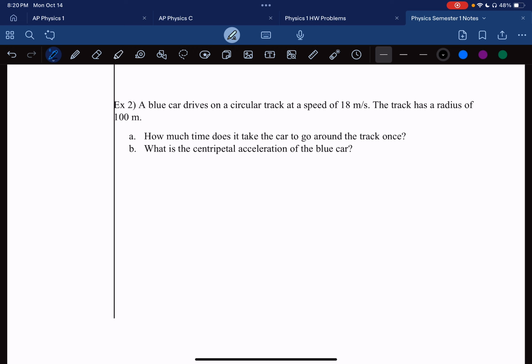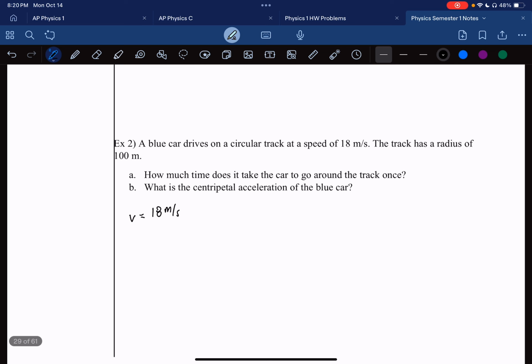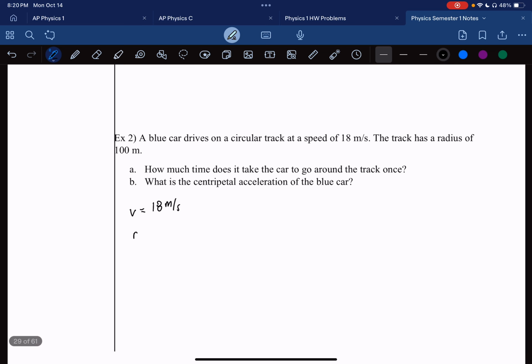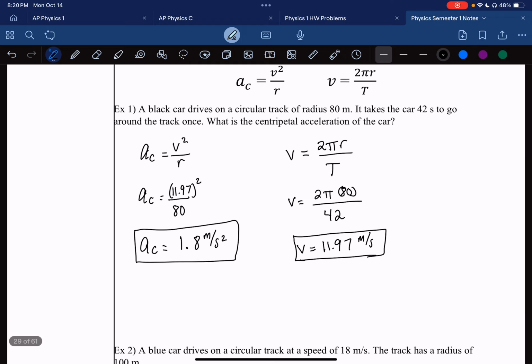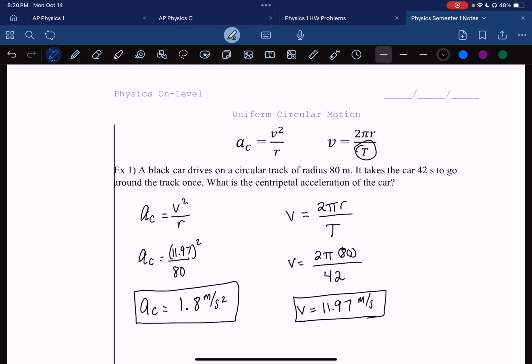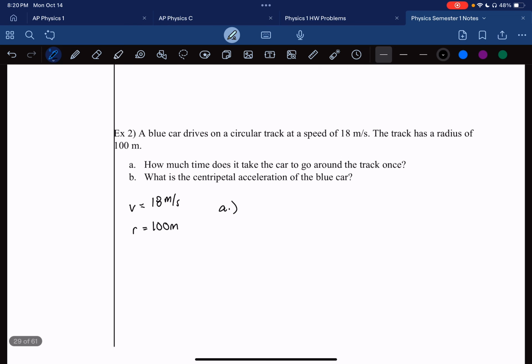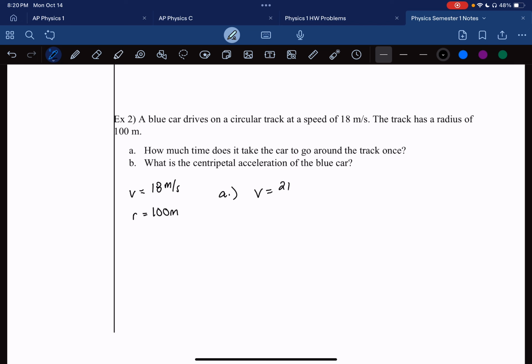Okay. Blue car drives on a circular track at a speed of 18 meters per second. So they do give us the speed. You don't have to make a list. We don't really typically make a list, but I'm just writing that down. And the track has a radius of 100 meters. So, question A, how much time does it take the car to go around the track once? So that would be the period. And we only have one equation with period in that equation. So V is equal to 2 pi r over t. We're going to have to use this one. But we want to solve for period t.